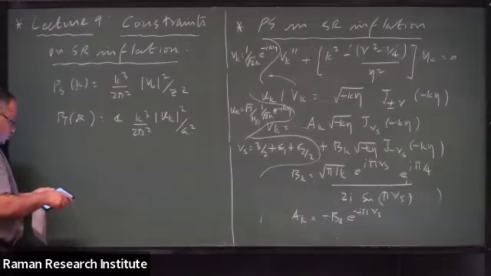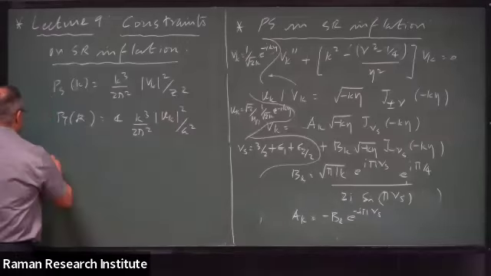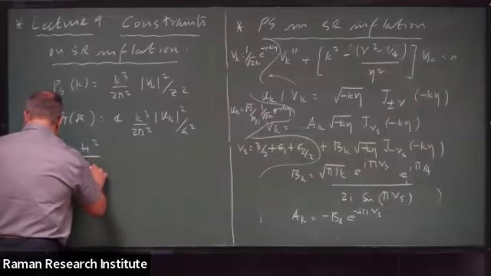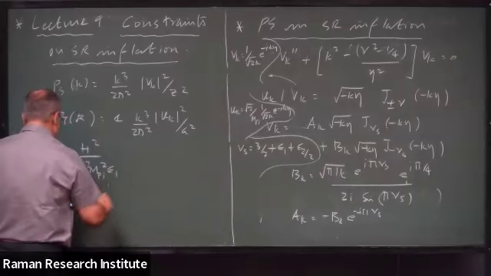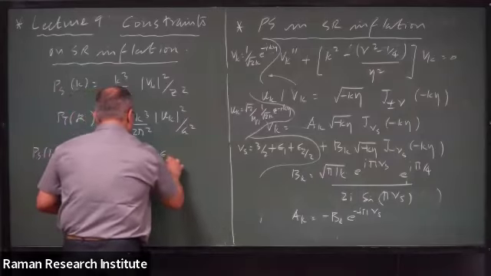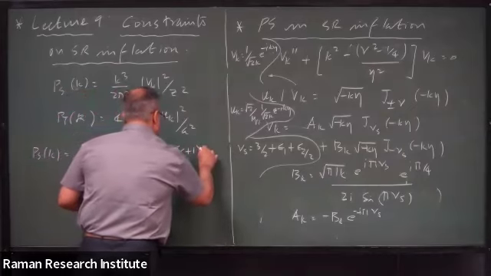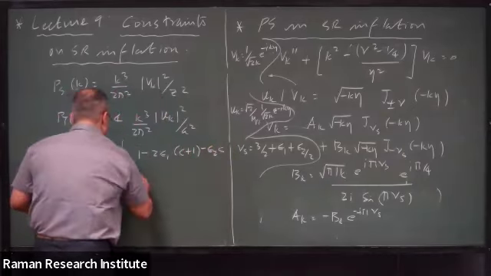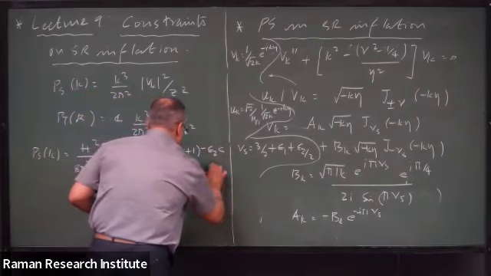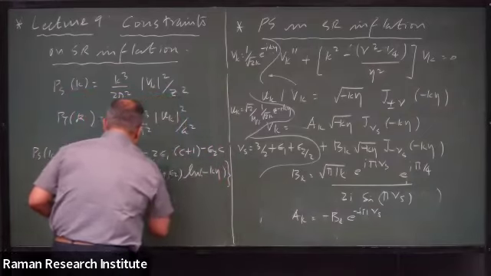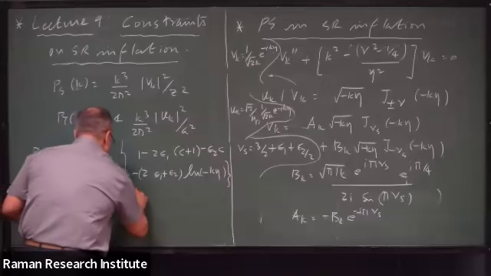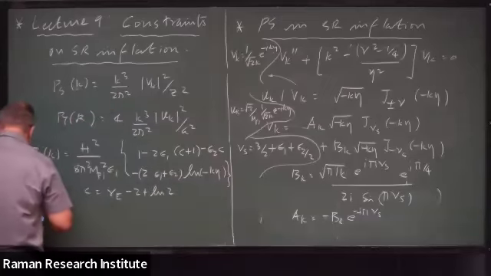So you obtain the power spectrum PS of k to be H squared by 8 pi squared MPl squared epsilon 1, and then you will have some constants: 1 minus 2 epsilon 1 times C plus 1 minus epsilon 2 C, plus epsilon 1 plus epsilon 2 log of minus k eta. I will explain what C is in a minute. This is an exact expression, where C is gamma E, the Euler constant, minus 2 plus log 2.